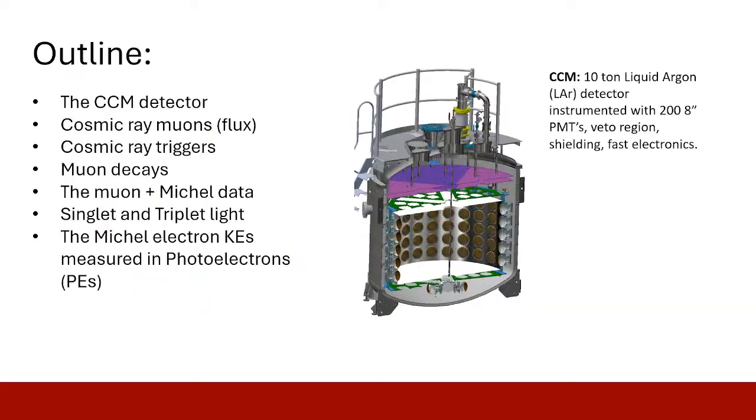Just a very quick rundown of what the CCM detector is. It is a 10-ton liquid argon scintillator detector that uses 208 8-inch photomultiplier tubes on the inside, which are these guys right here, as well as 1-inch photomultiplier tubes in the veto region. And these PMTs will then detect light that is produced from particles that stop in the detector.